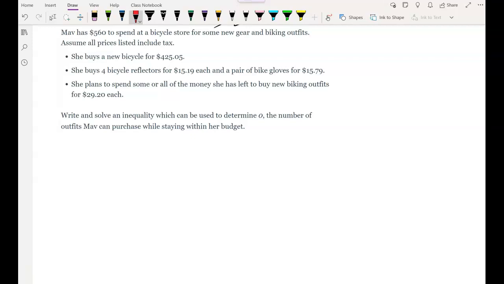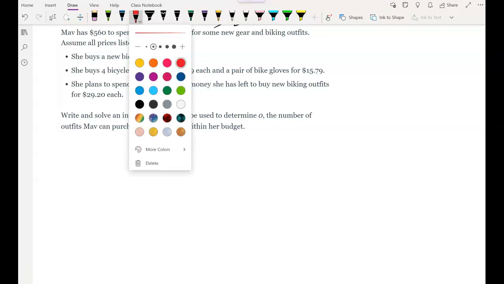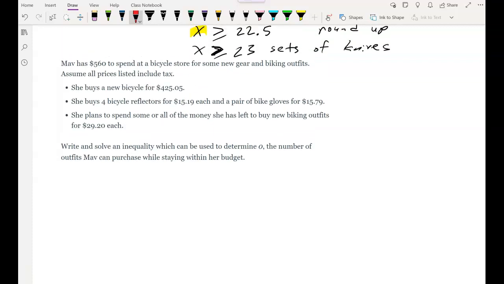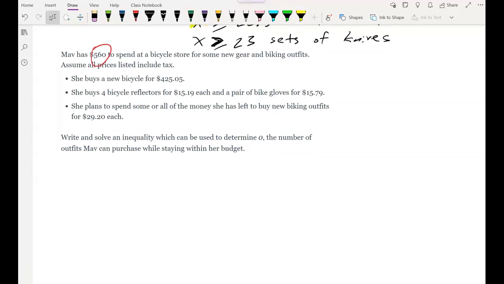Remember, she has $560 to spend at the bicycle store. So that's how much she has to spend. She's going to buy a new bicycle for $425.05. She's going to buy 4 bicycle reflectors at $15.19 each, and a pair of bike gloves for $15.79.